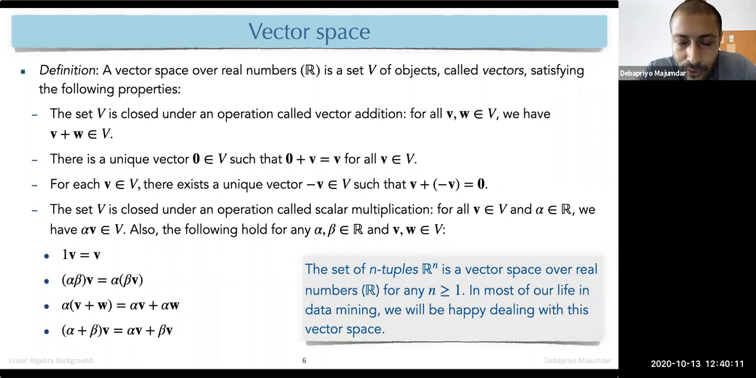Now, obviously in linear algebra or mathematics, a vector space can be very general, even generalized to rings, but we will live with the real vector space Rn for most of our life with data mining, data science, or machine learning and so on. Anything we do, we will live with the vector space Rn, that means the n-dimensional real numbers.